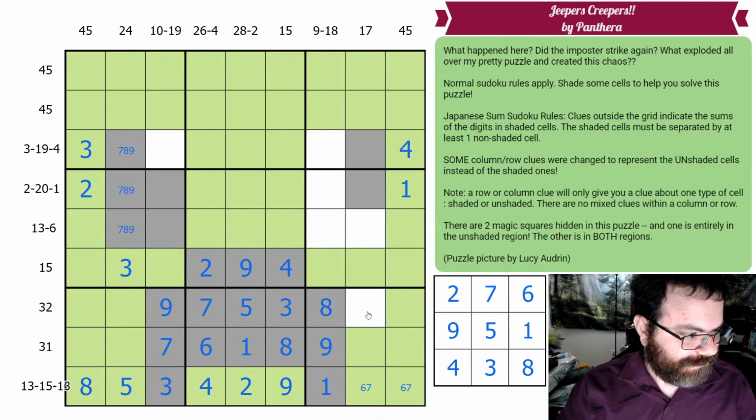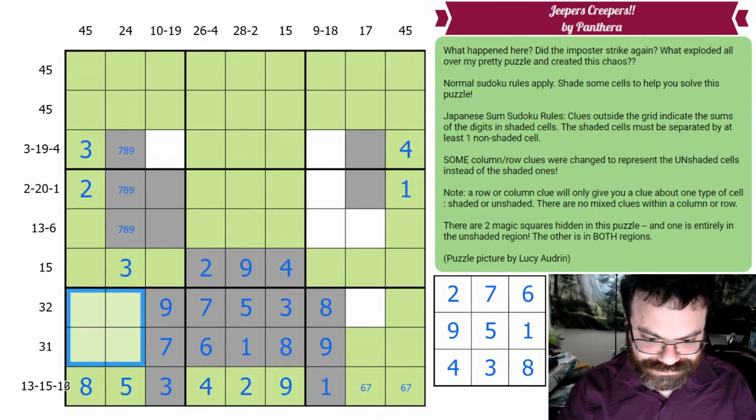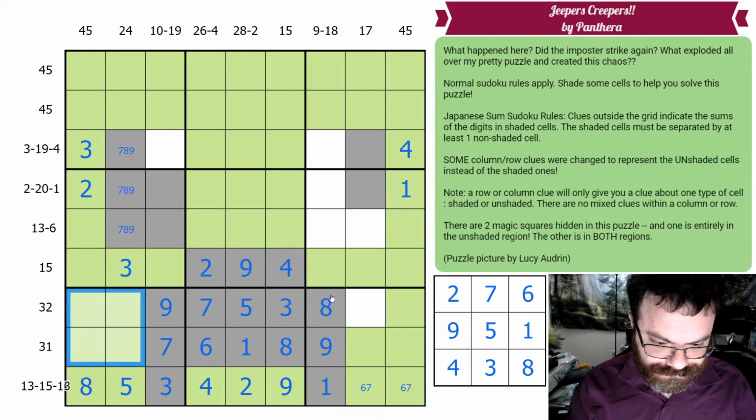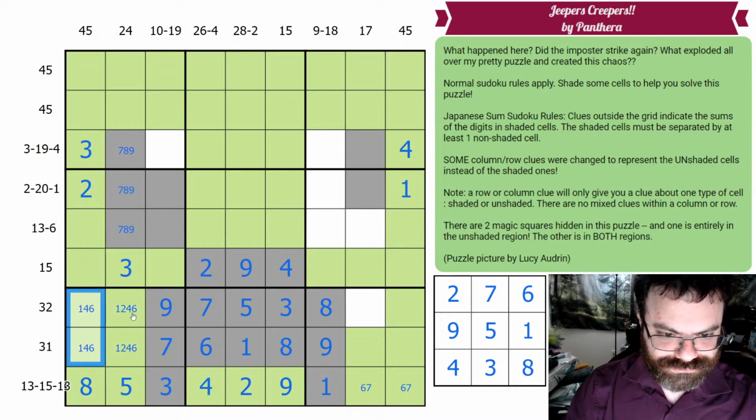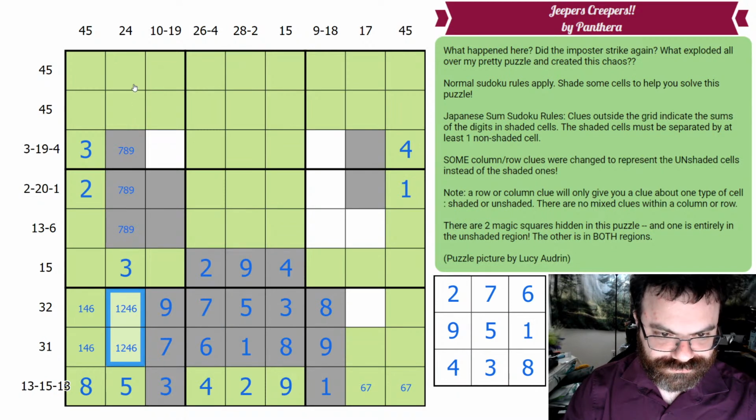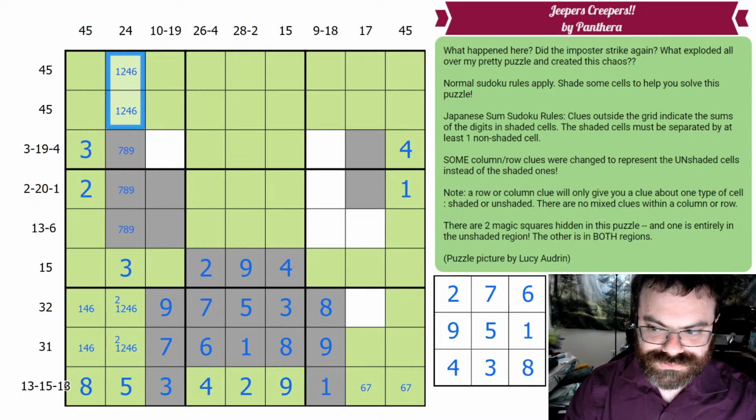Okay. Let's just fill this. 1, 2, 4, 6. These aren't 2. They're also 1, 2, 4, 6, but this contains a 2, so these are not 2.